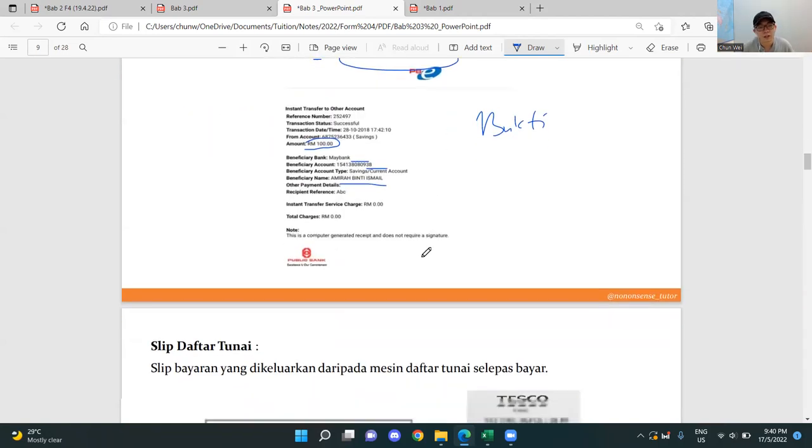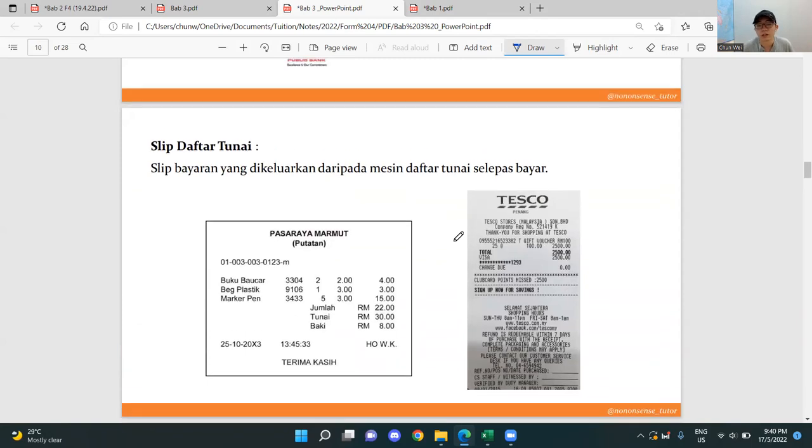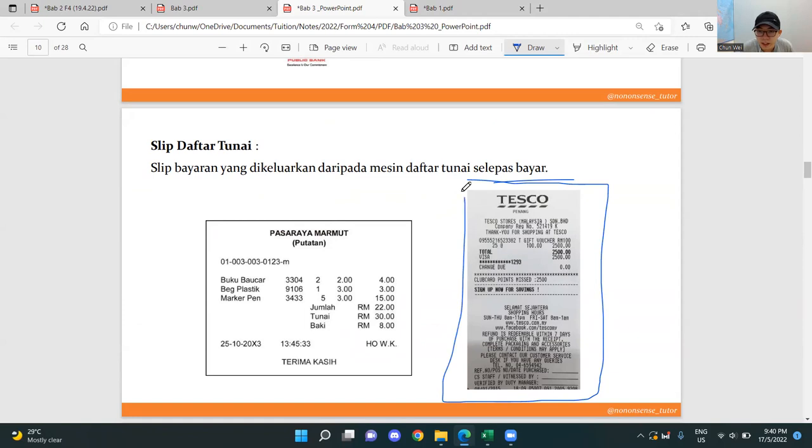Alright, okay, next. Slip daftar tunai. Okay, this is very common juga. Alright, this is a slip bayaran yang dikeluarkan daripada mesin daftar tunai selepas bayar. Okay, if you don't understand this one, you must have seen this before. Yes or no? If you have seen this before, give me a yes. No, give me a no. But of course, not the exact one lah, okay?